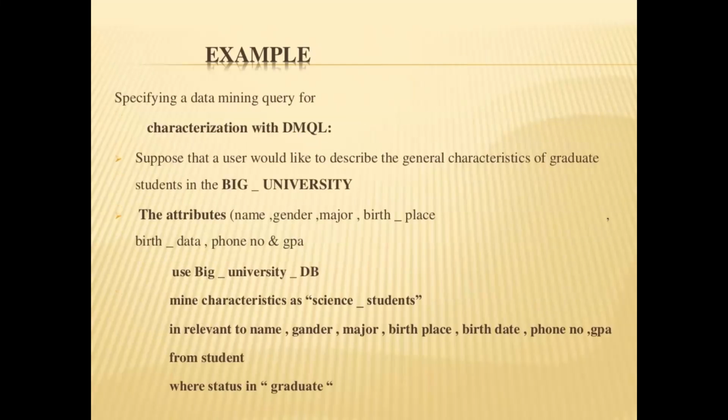Example: specifying a data mining query for characterization with DMQL. Suppose that a user would like to describe the general characteristics of graduate students in the Big University. The attributes may be name, gender, major, birthplace, birth date, phone number, and GPA. Use Big University DB, mine characteristics as Science Students, in relevance to name, gender, major, birthplace, birth date, phone number, GPA, from student where status in graduate.